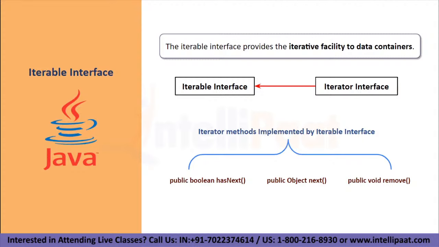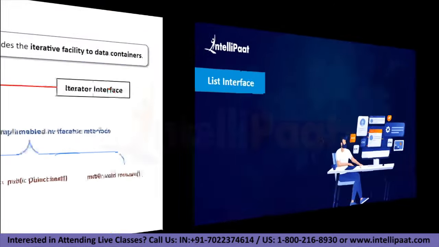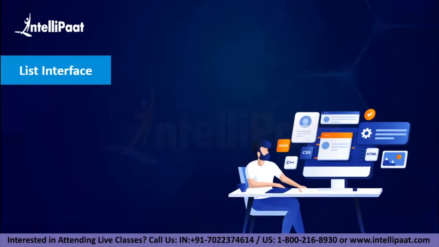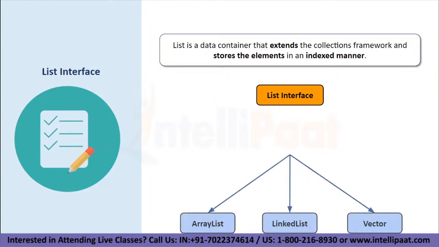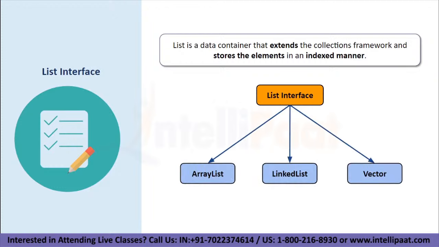Now, we'll start looking into the details of data structures or components of the collection hierarchy. Our first topic is list. So guys, what is a list? Well, a list is a data container that extends the collection framework and stores the elements in an index approach. It supports redundancy. That means the same values can be added into the list multiple times. Array list, linked list, and vector are the three classes that extend the list interface. Let's discover them one by one.